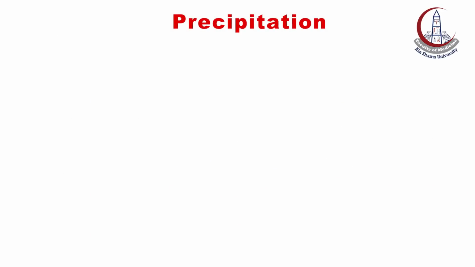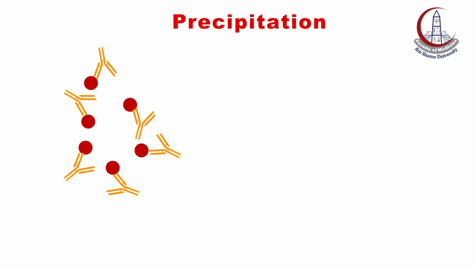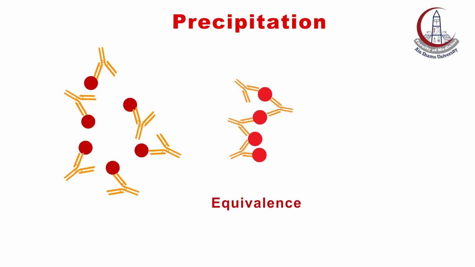Precipitation describes the reaction between soluble antigen and antibody when both meet at a zone of equilibrium. In this case, a visible precipitation reaction occurs. Agglutination and precipitation are maximized when multiple antibody molecules share the binding of multiple antigenic determinants, a condition known as equivalence.